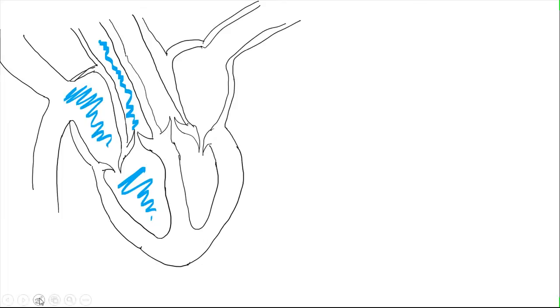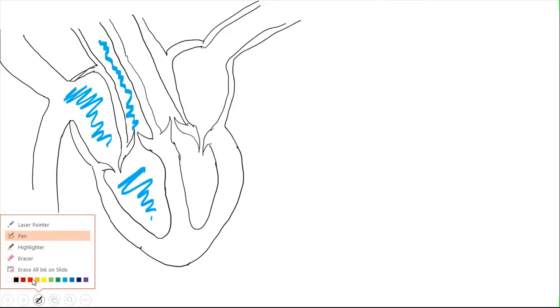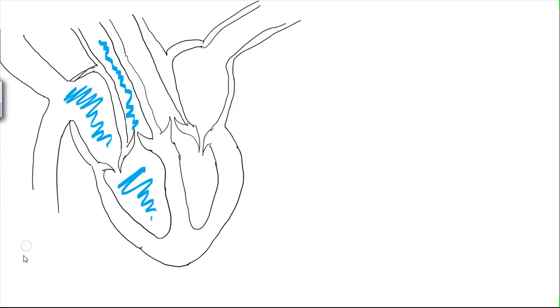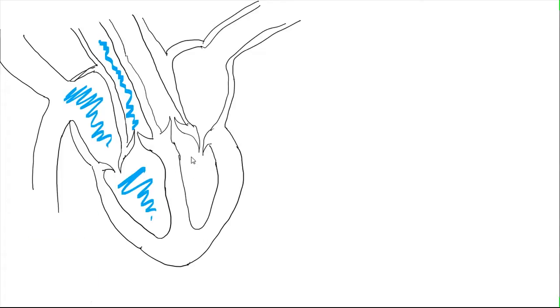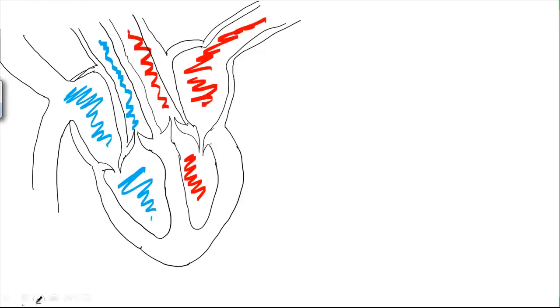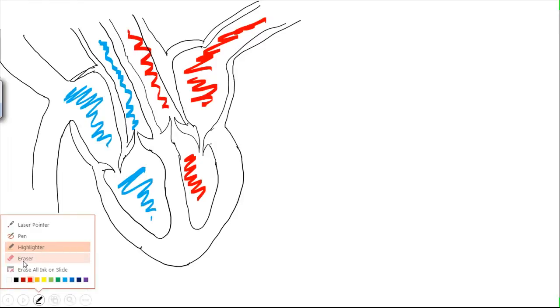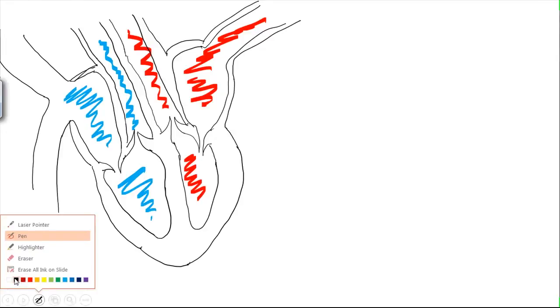this time I'm going to highlight it red to signify oxygenated blood. Okay, next is to show the direction of blood flow, which would be in green.